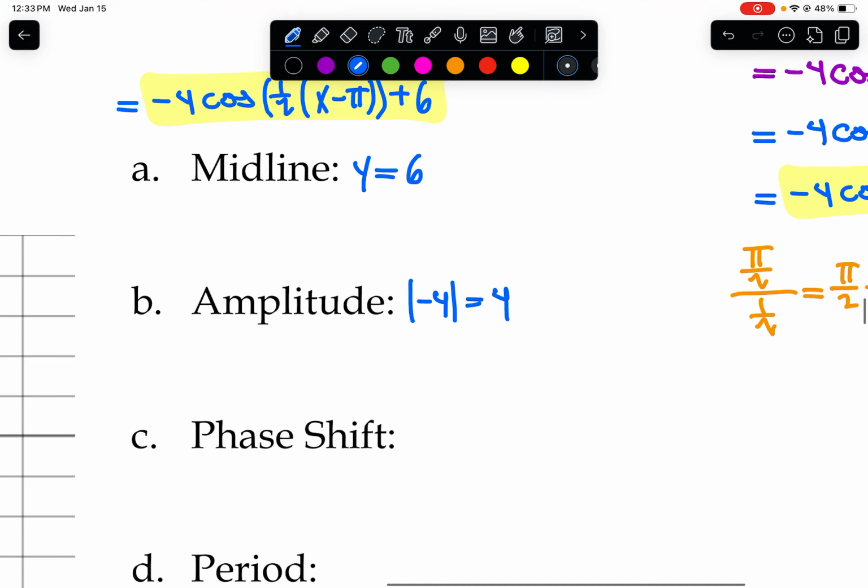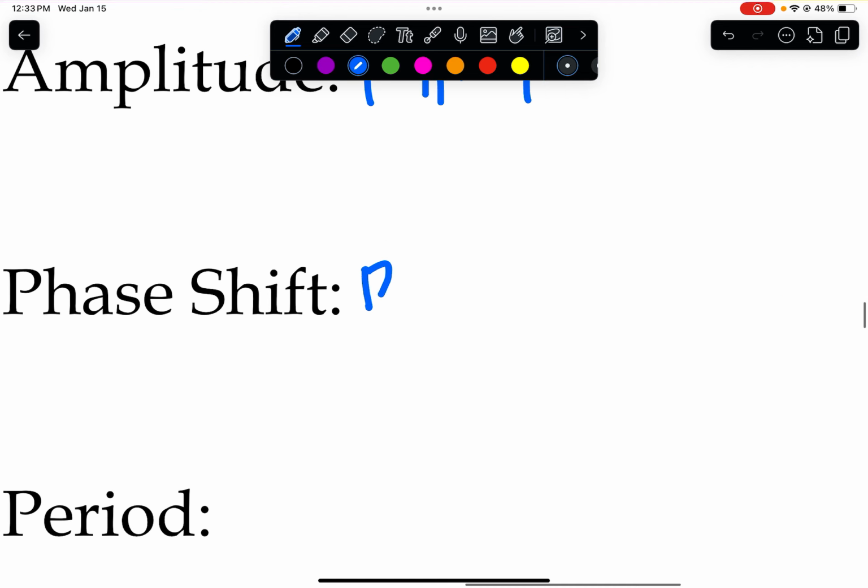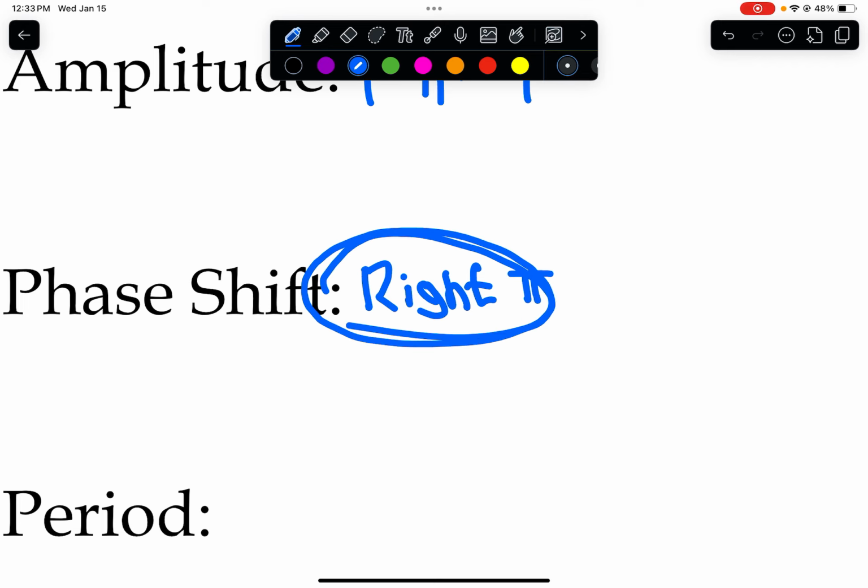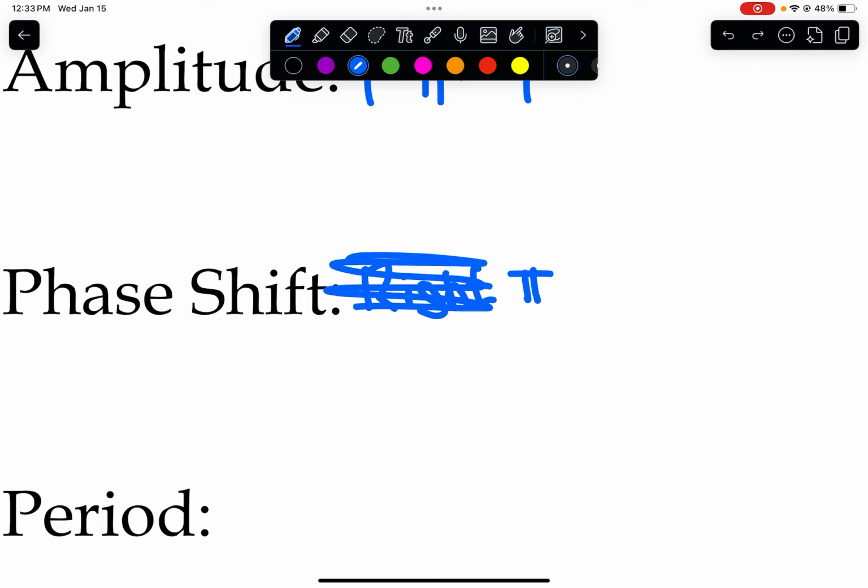All right, and then your phase shift, so you need to give it a direction. So you need to say right pi. Just saying pi is not going to be enough. You have to give it a direction. If you just say pi, I would take off because I can interpret pi as going right or left.